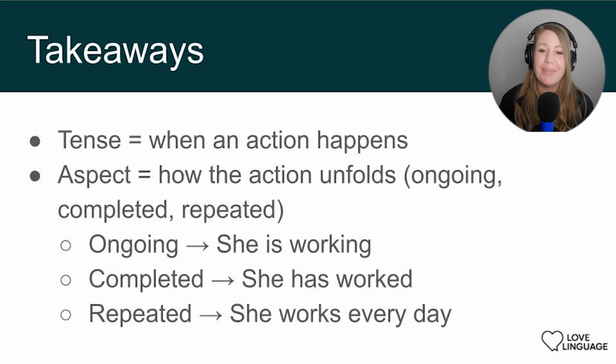So to wrap up, understanding tense and aspect helps us read and write English more precisely. It lets us see whether someone is describing an action that is ongoing, such as she is working, completed, she has worked, or repeated, she works every day. So this knowledge is useful whether we're analyzing literature, academic writing, or just everyday conversation.